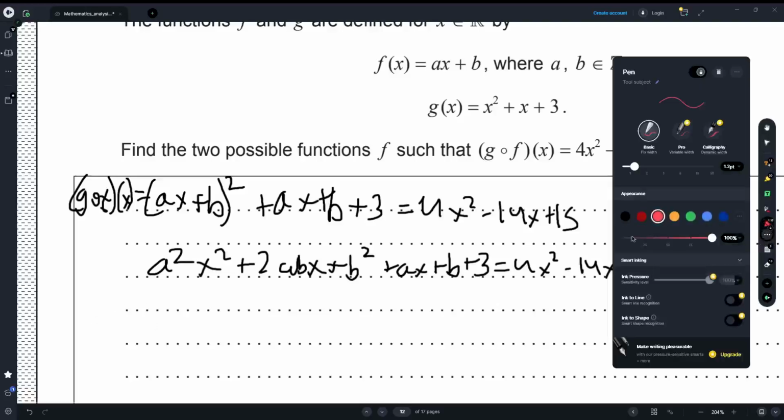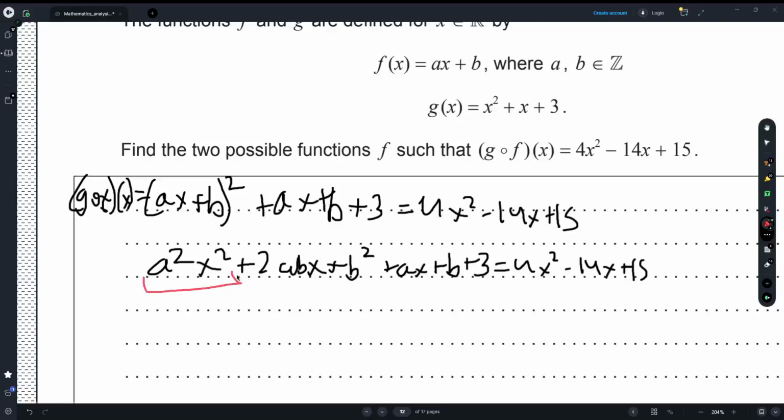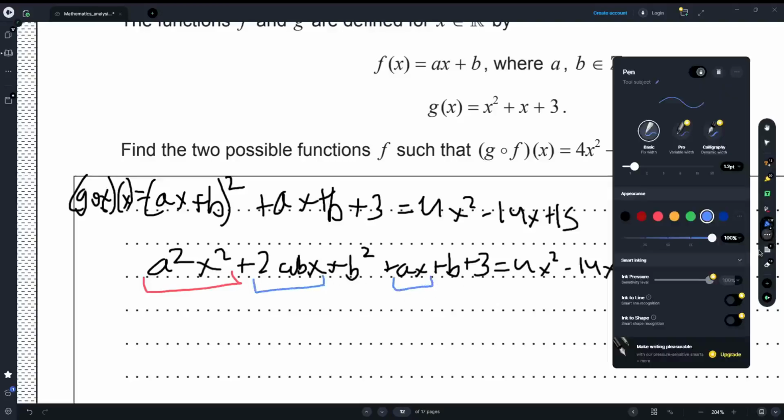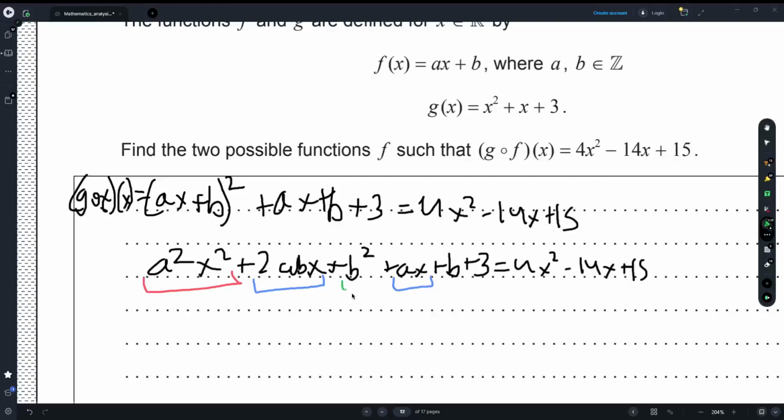I'll put this x squared term in red. This is the x squared term. I'll put the x term in blue. So this is the next term here, and this is also the next term here. And I'll put the constant term in green. So this is a part of the constant, this is part of the constant, and right here as well.